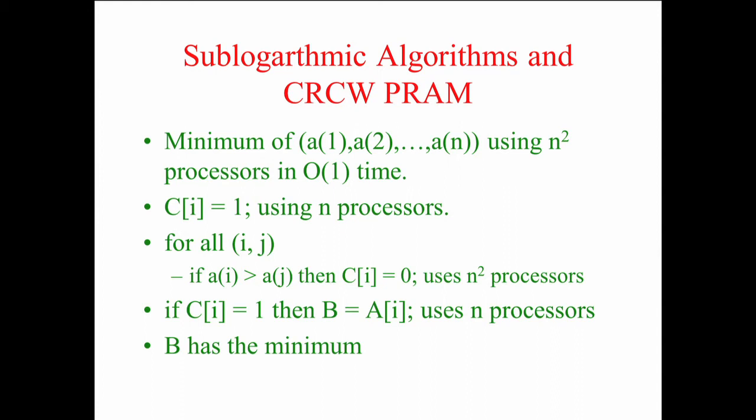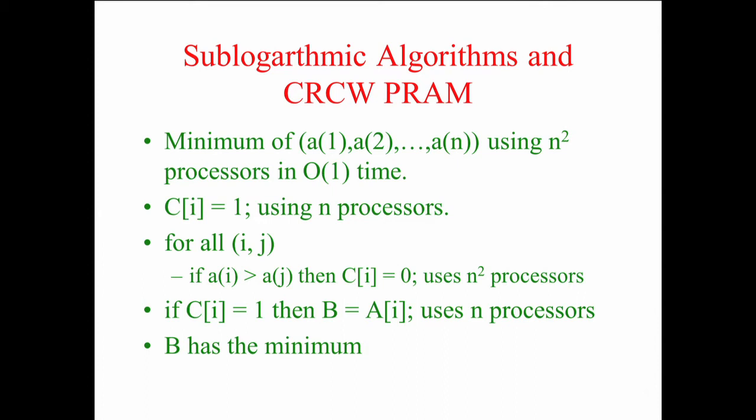Let me have n locations called Ci equal to 1, and I have n processors, so constant time I can finish. Now for all i, j, if Ai is greater than Aj, then Ci is equal to 0, okay, right, that is all. That will use n squared processors.